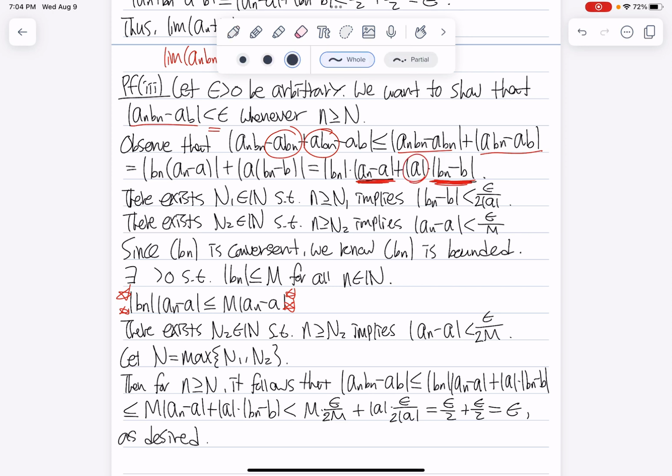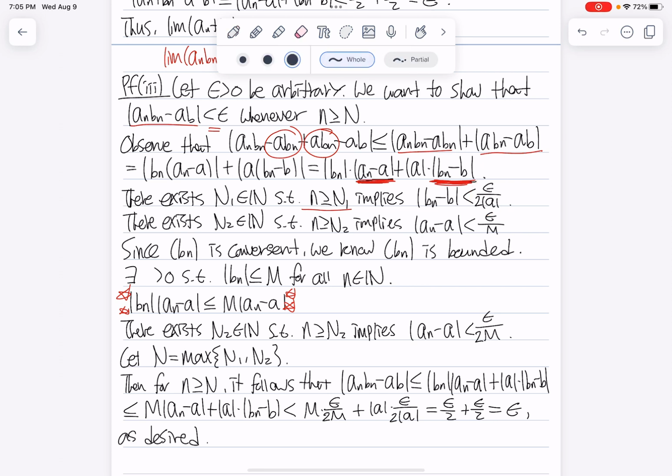So then the right-hand part of this equation was okay, because the absolute value of a was just a constant. We can find an N1 in the natural numbers such that small n greater than or equal to big N1 implies that |bn − b| is less than epsilon over 2 times |a|. And then later on, if we plug this in here, we would get |a| cancelled, and we will be left with epsilon over 2.